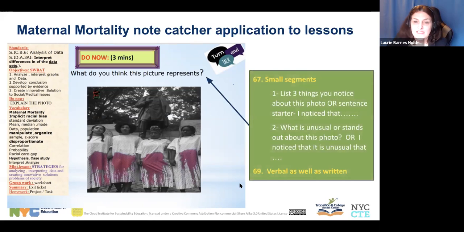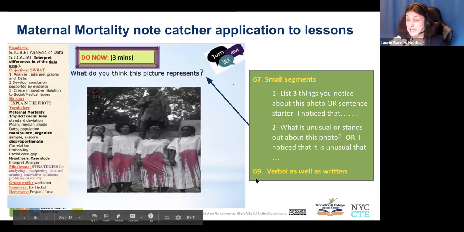So I'm looking at this do now, and it's 3 minutes. And here's the picture of the woman with the faux bloodied shirt on them. And it says, what do you think this picture represents? So back to our list where I said, let's put it in small segments. We know it's only 3 minutes. And a lot of our students need some extra time for processing.